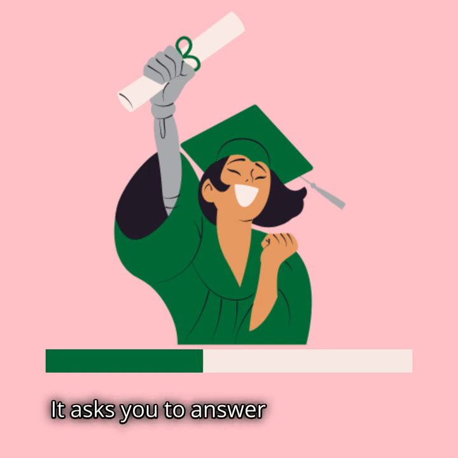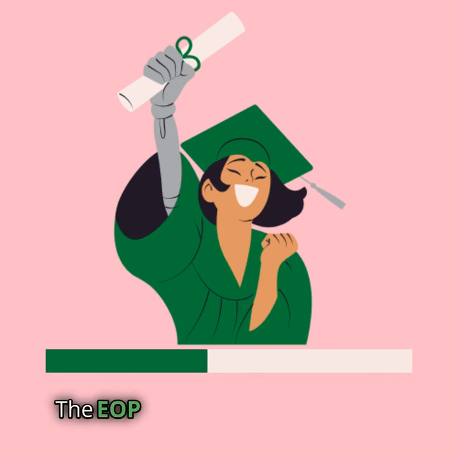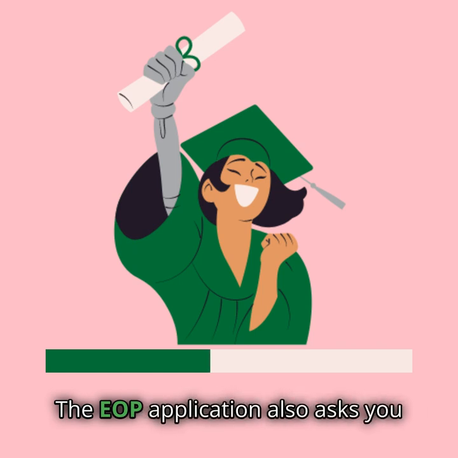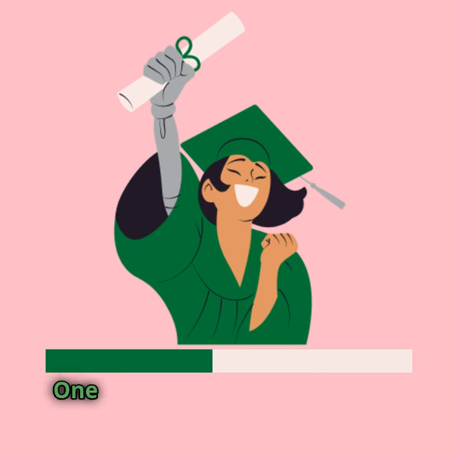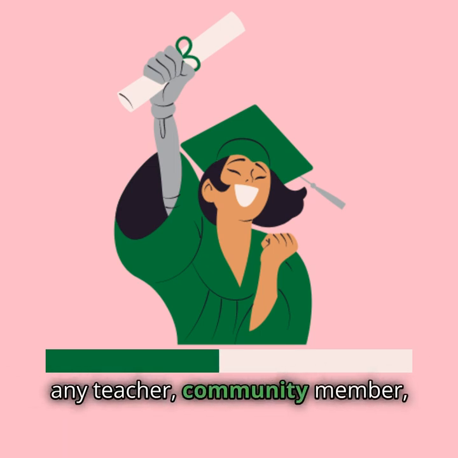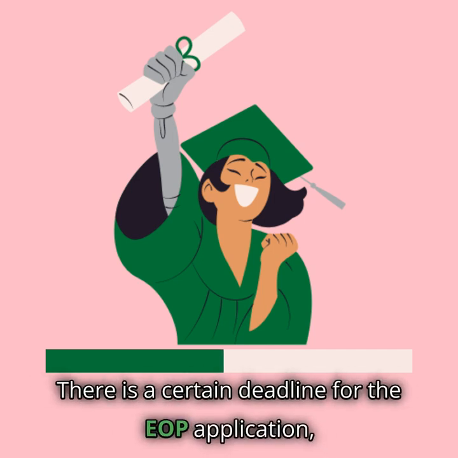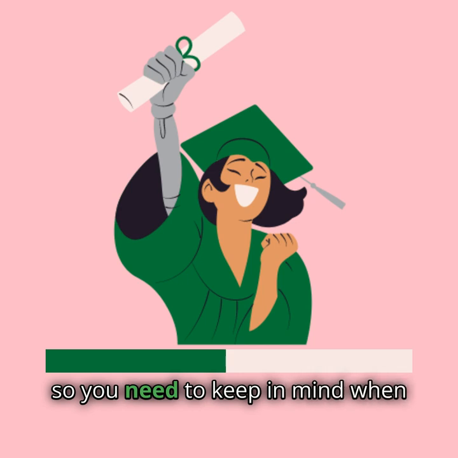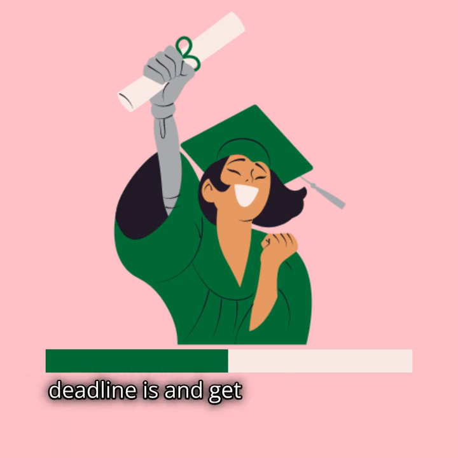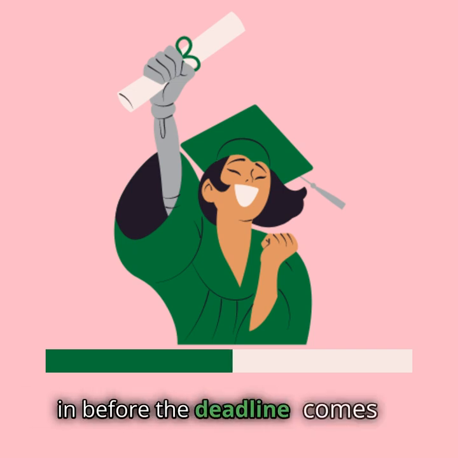It asks you to answer 5 personal questions about yourself and your financial circumstances. The EOP application also asks you to get 2 letters of recommendation. One of them is automatically from your high school counselor, and the other can be from any teacher, community member, or employer. There is a certain deadline for the EOP application, so you need to keep in mind when the deadline is and get your whole CSU application turned in before the deadline comes up.